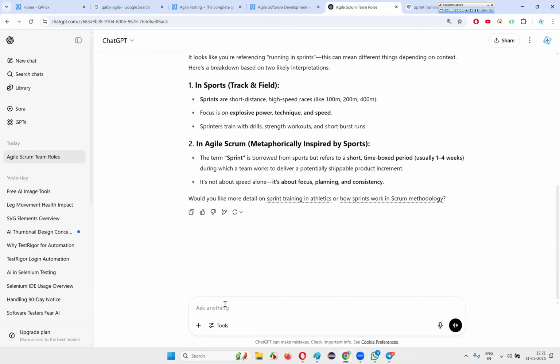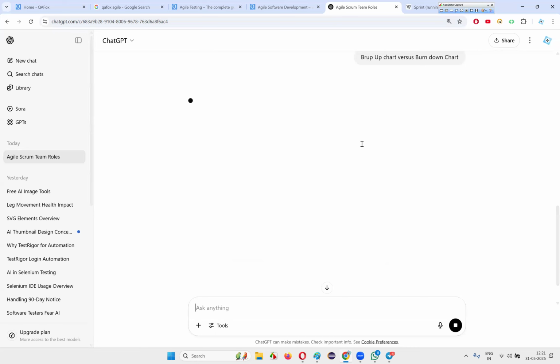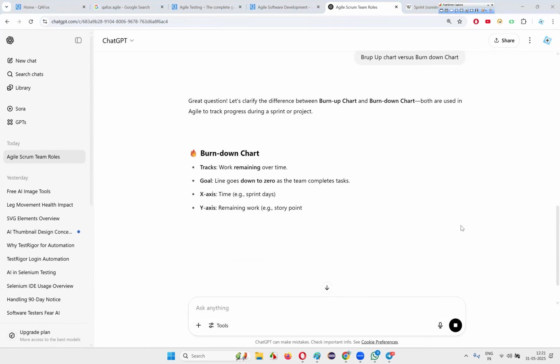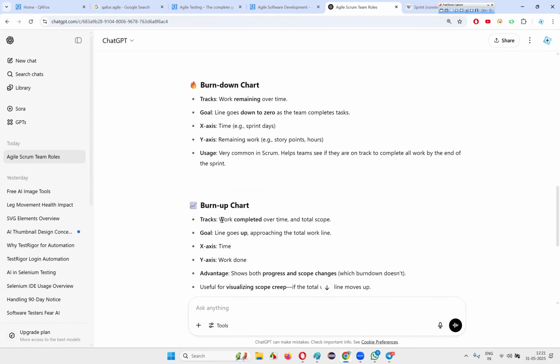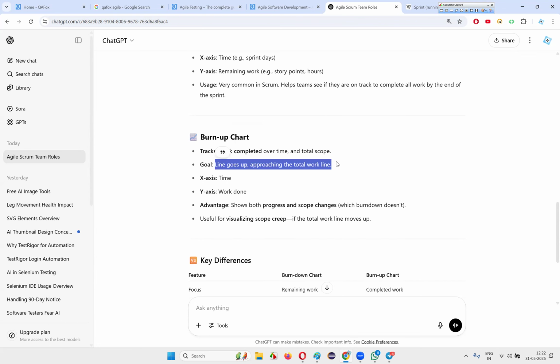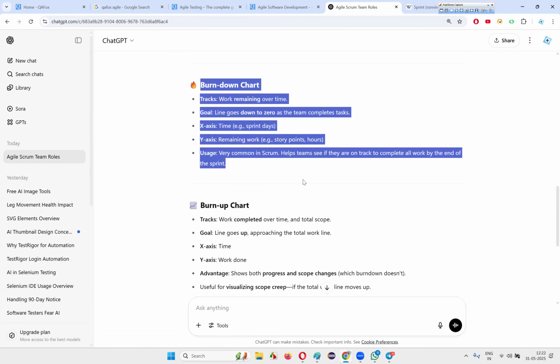What is the burn up chart versus the burn down chart? Burn down chart: work remaining over time. Burn up chart: work completed over time and total scope. The line goes up, approaching the total. It's a different way of tracking the same thing.